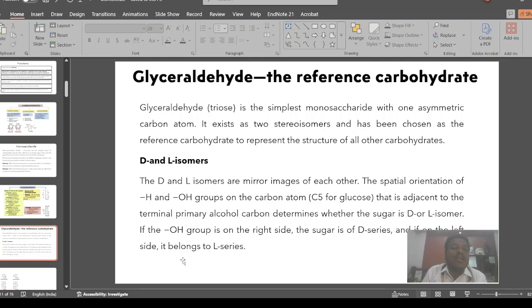The spatial orientation of the H and OH groups on the carbon atom C5 for glucose, which is adjacent to the terminal primary alcohol carbon, determines whether the sugar is the D or L isomer. For example, the D form of dextrose is also present. If the hydroxy group is on the right hand side, the sugar is of the D series, and if the hydroxy group is on the left hand side, it belongs to the L series.